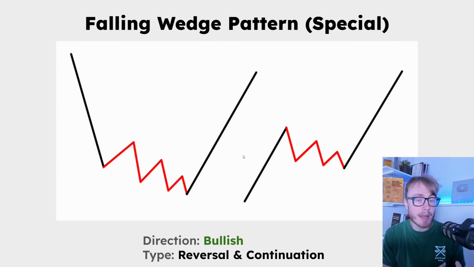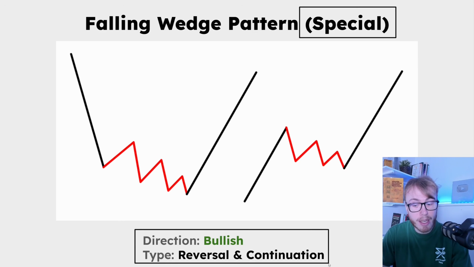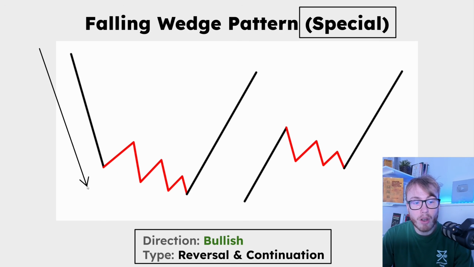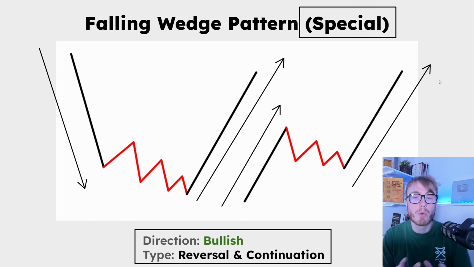Alright, so next up we have the falling wedge pattern. And this is actually a special type of pattern. Why? Well, as you can see, this pattern can act both as a reversal but also as a continuation pattern. And the direction here is bullish. So the pattern can appear after a downtrend and reverse the price to the upside, but the pattern can also appear after an uptrend and continue the price towards the upside.